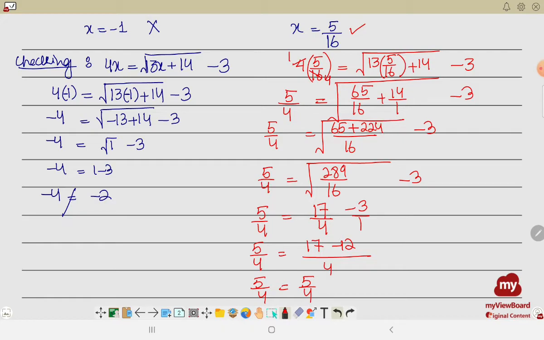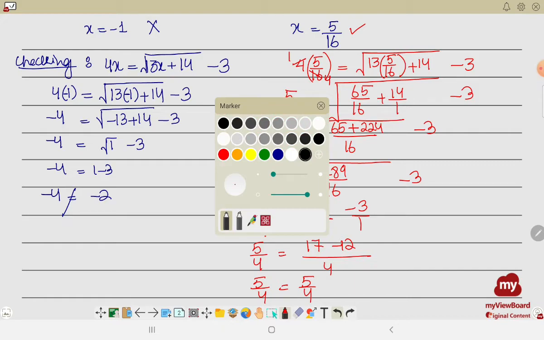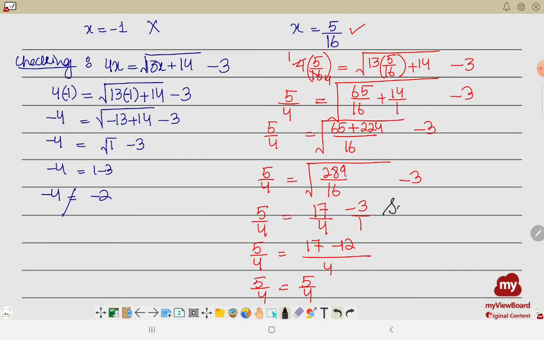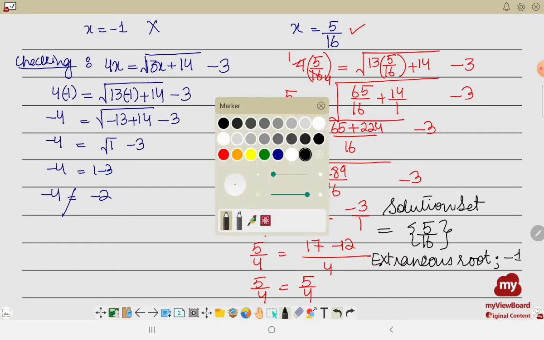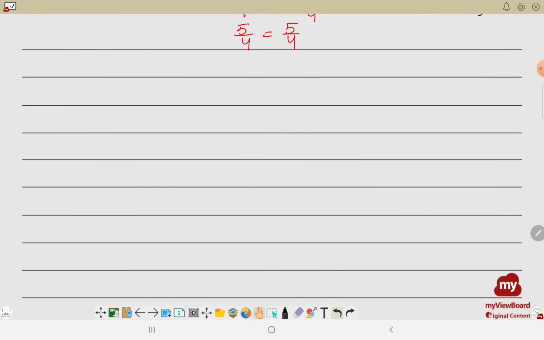So now at the end we have to write down the solution set. Let's see how we are going to write it. In the solution set you'll just write 5 by 16, and for the extraneous root we'll write minus 1. This is the extraneous root. So I hope you understand the steps of working for finding out the solution of a radical equation.